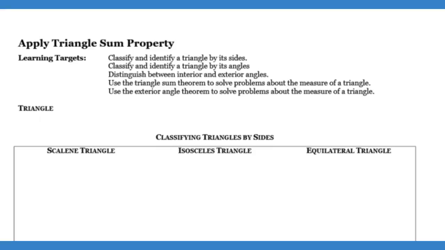Apply triangle sum property. Our learning targets for this lesson are that we be able to classify and identify a triangle by its sides as well as by its angles. We should be able to distinguish between interior and exterior angles, and then we should be able to use the triangle sum theorem and the exterior angle theorem to solve problems about the measures of a triangle. So at the end of this lesson, you should feel comfortable with all of these things.